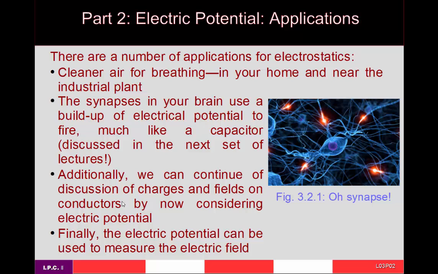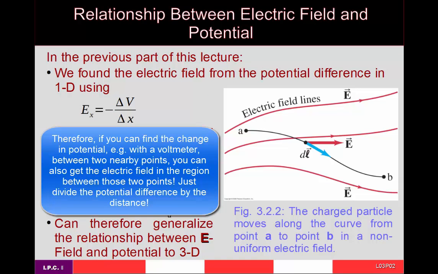And last but not least, we can continue the discussion that we've had in previous lectures of what the fields look like near the surface of a conductor, by now including electric potential in this discussion. So it's sort of returning to an old discussion from a previous set of lectures and adding to it. So how do we use the electric potential to map the electric field lines? This is actually something that can be done simply in the lab.